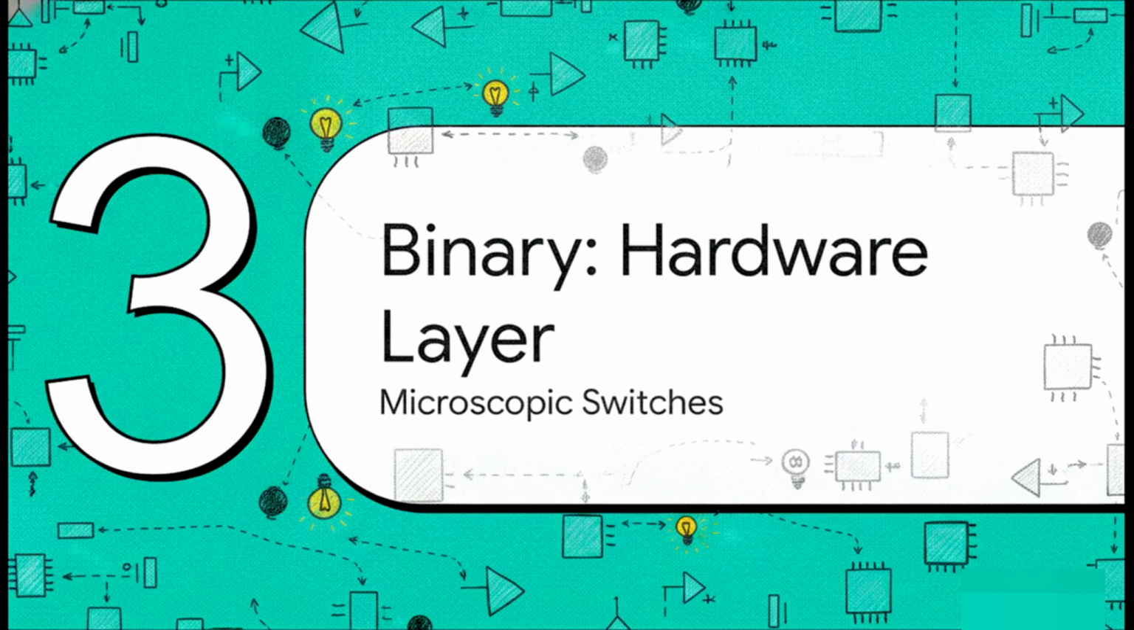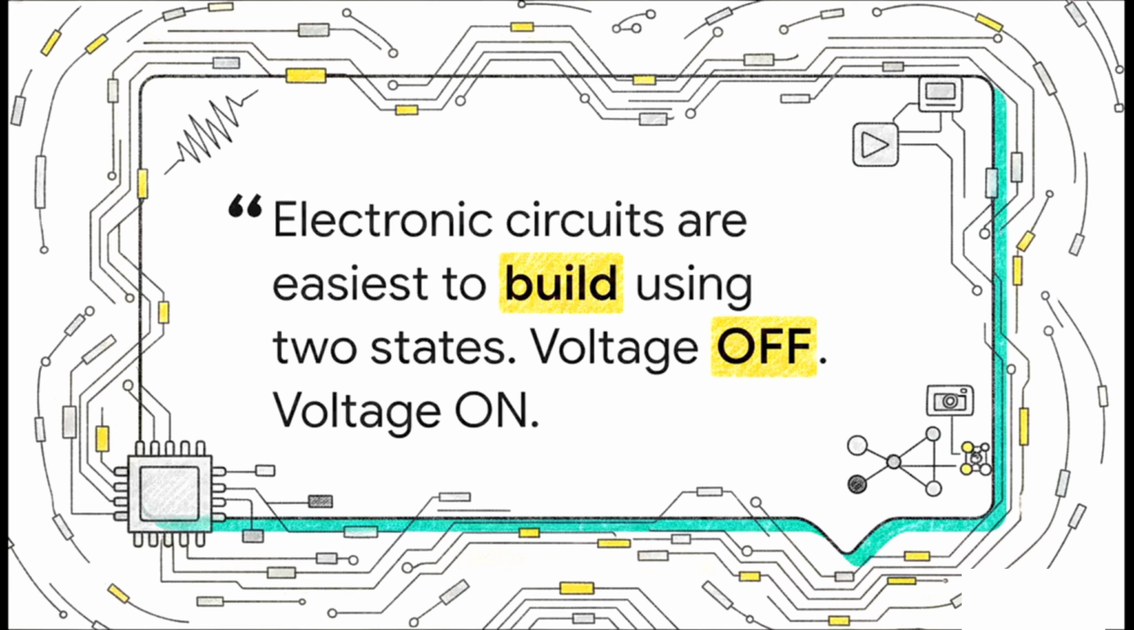Section 3, binary, the hardware layer. Electronic circuits are easiest to build using two states, voltage off, voltage on. This quote really hits the nail on the head. It all comes down to a fundamental truth of electronics. Inside modern CPUs and embedded microcontrollers, you literally have billions of microscopic transistor switches, and they can only be in one of two physical states, off or on, 0 or 1.